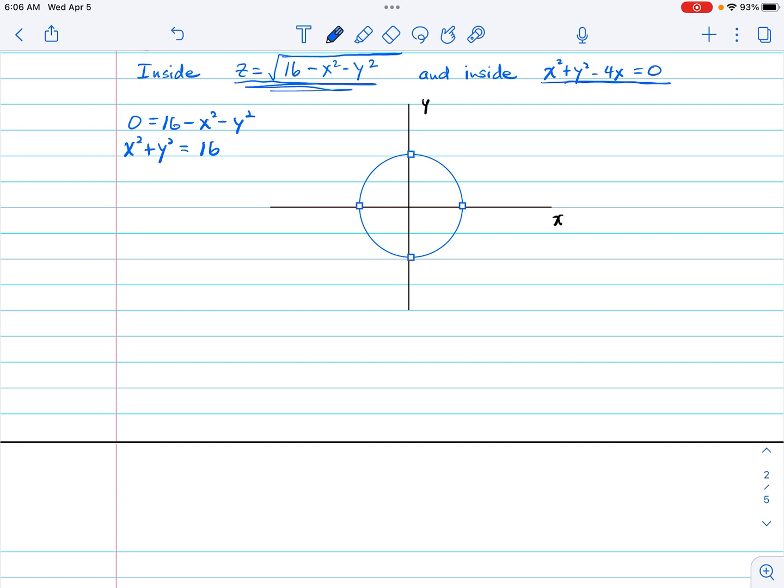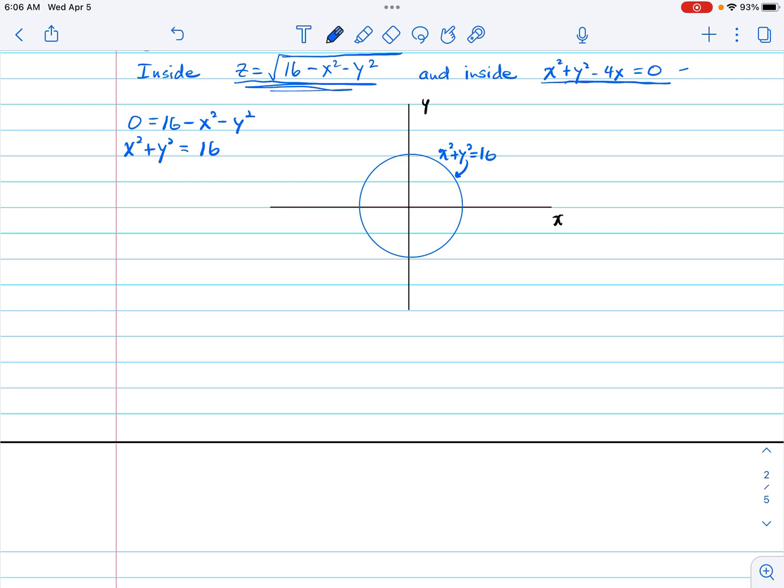X squared plus y squared equals 16. So here it is. That's what this thing is. Now, so we're inside that, but further we're inside this cylinder over here. Now, let's see what this looks like.